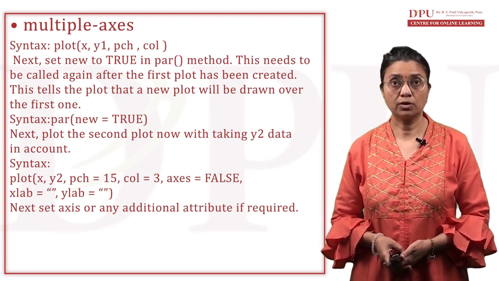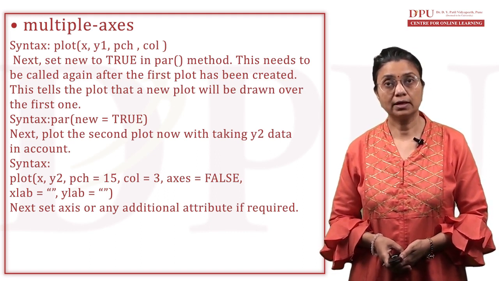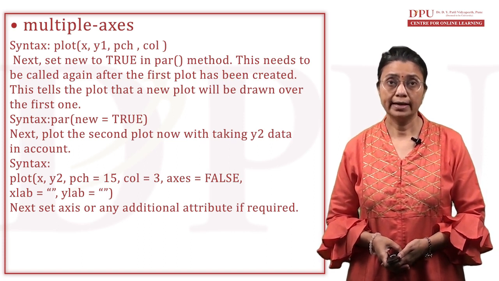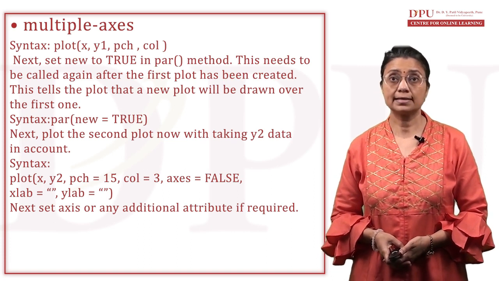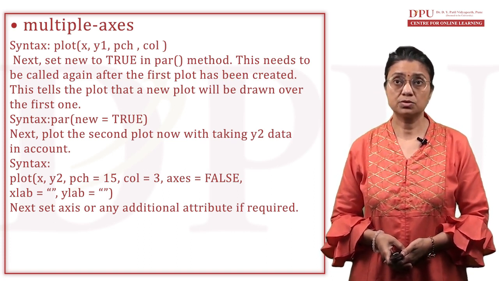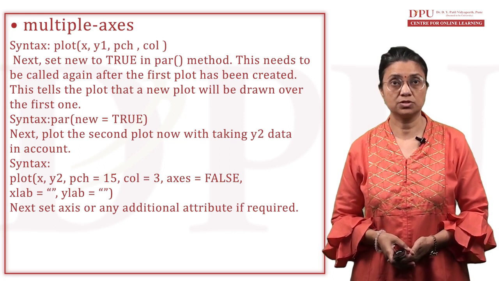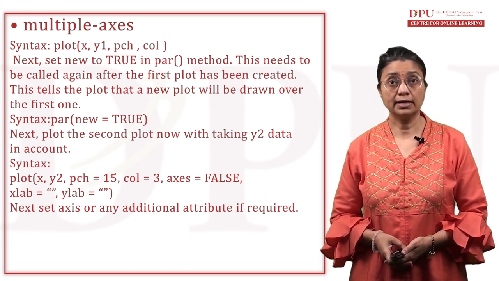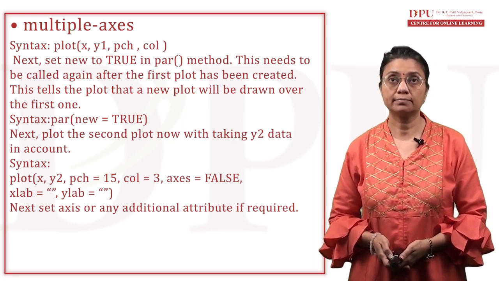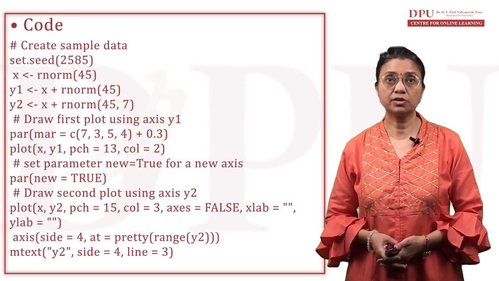Next, plot the second plot, now taking y2 data into account. plot(x, y2, pch=15, col=3, axes=FALSE, xlab="", ylab=""). So this is the syntax. Next, set axis or any additional attribute if required. Now we have the code.